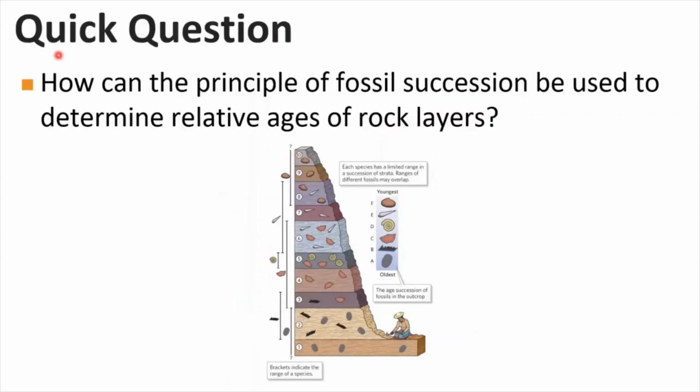Now, quick question. How can the principle of fossil succession be used to determine the relative ages of the rock layers? These different species only existed for a period of time. And if you find two different species, two different organisms, they only have a specific period of time. So if you find both of them, they can only exist when they both overlap.